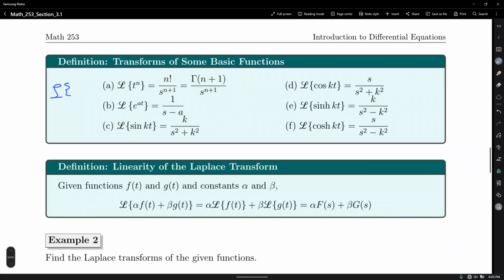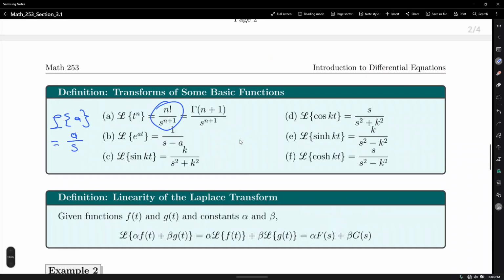of a constant a is equal to simply the constant divided by s. So that means the Laplace transform of 5 is 5 over s. The Laplace transform of 6 is 6 over s. The Laplace transform of 10 is 10 over s. I'm going to show you the derivation of this one in a way.